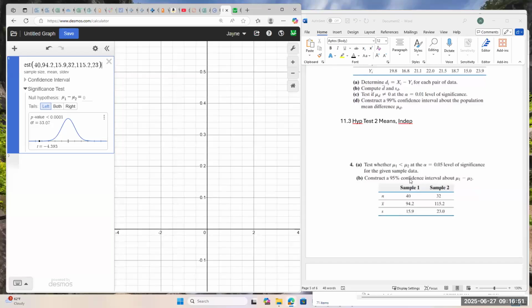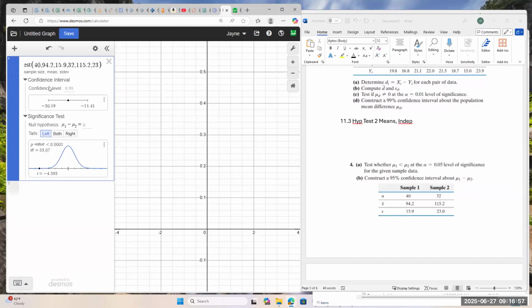If I'm interested in that 95% confidence interval, I'm just going to click on confidence interval here. And then I'm going to select, oh, it's already at 0.95. So my confidence interval, the lower bound is negative 30.59, and the upper bound is negative 11.41.